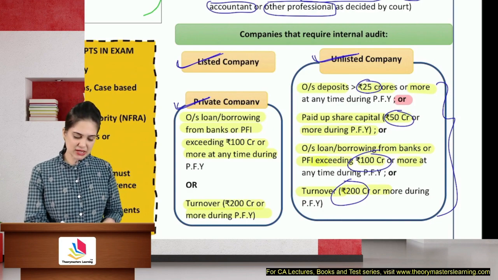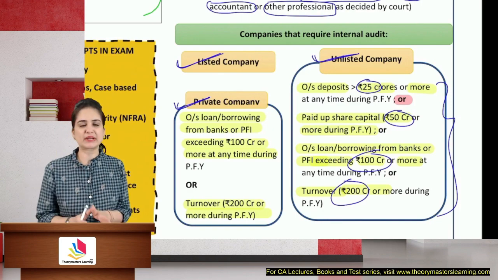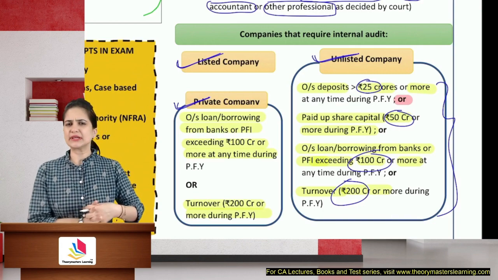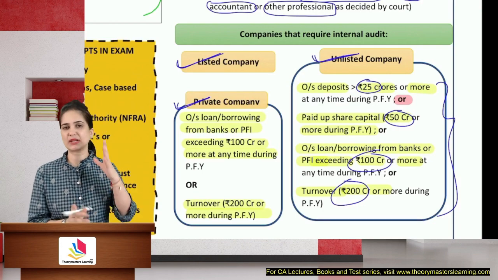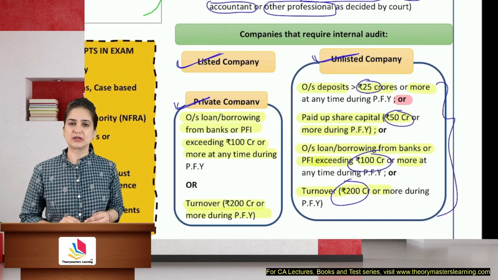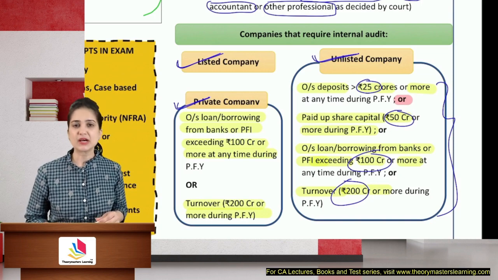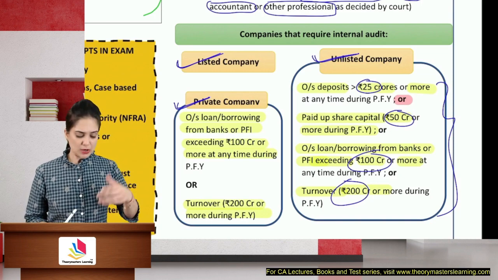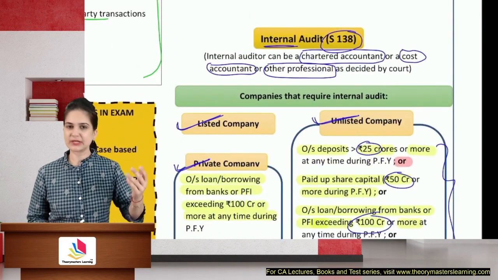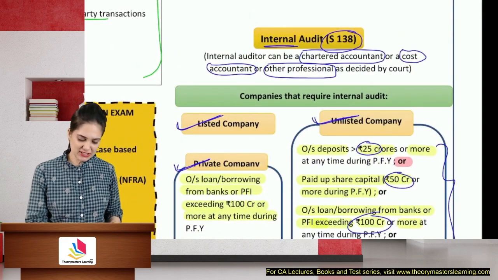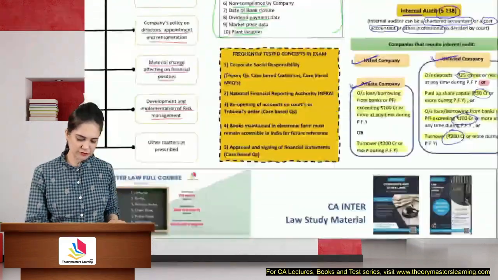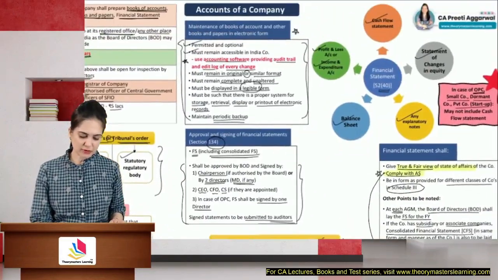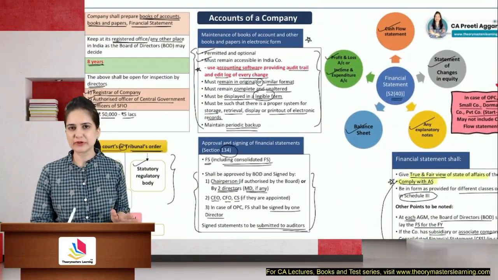So students, these are the requirements. You have to memorize this. The internal auditor, as I discussed, does an in-depth analysis of the systems and processes, and tries to find out the loopholes. Who can be appointed as an internal auditor, that we have already discussed. And with this, we come to an end of the accounts of company. I have tried to cover all the important concepts over here.